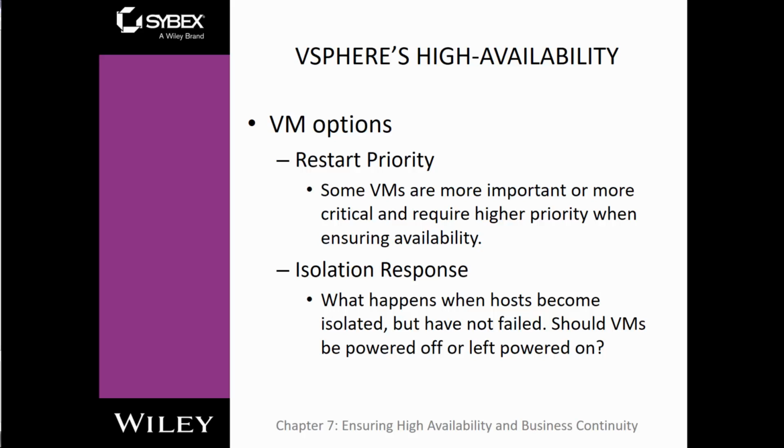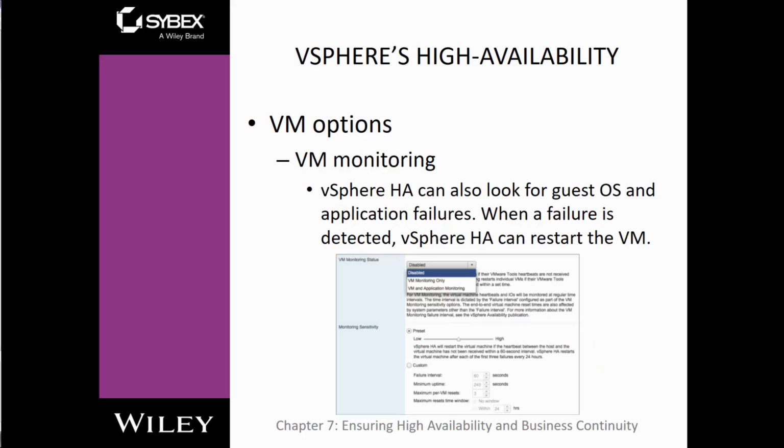Isolation response. So what do you do when a host becomes isolated? It hasn't failed, but it's not really responding. Should we leave the VMs powered on, powered off, or migrate them? You can actually set some of these options.